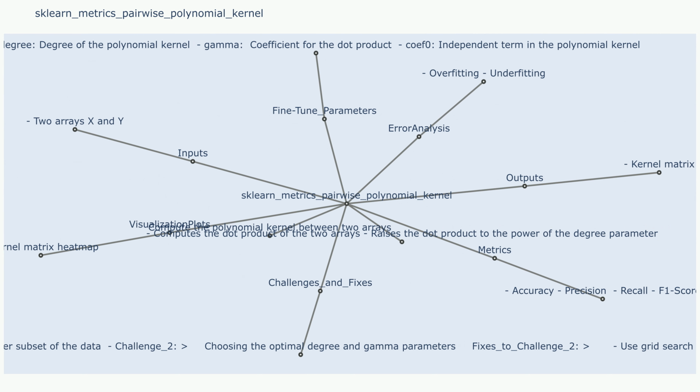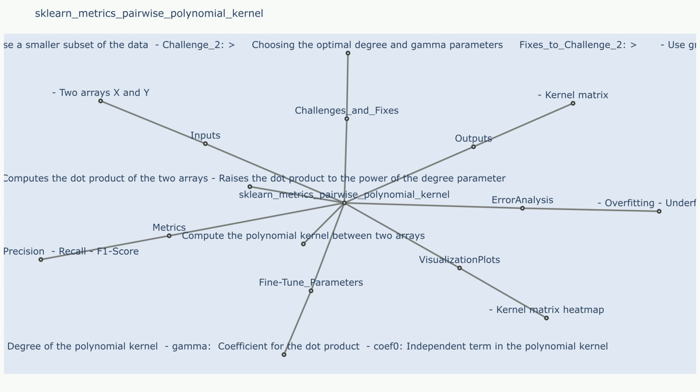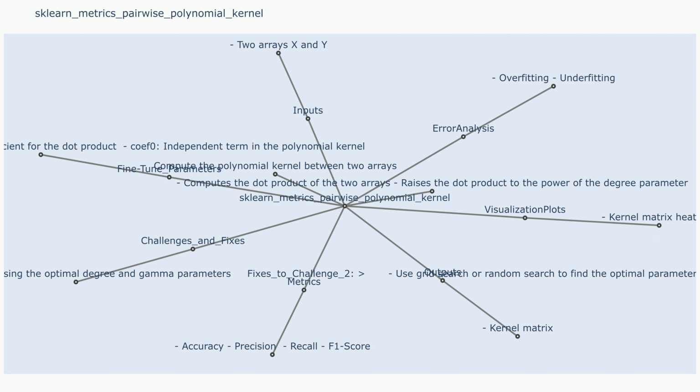Challenge 1. Overfitting. The polynomial kernel can be prone to overfitting, especially when using high degrees. Sample use case that resulted in challenge 1: training an SVM with a polynomial kernel of degree 10 on a small dataset with many features. Fixes to challenge 1. Reduce the degree of the polynomial kernel. Use regularization techniques, such as L1 or L2 regularization, to penalize complex models. Use cross-validation to select the optimal degree and regularization parameters.